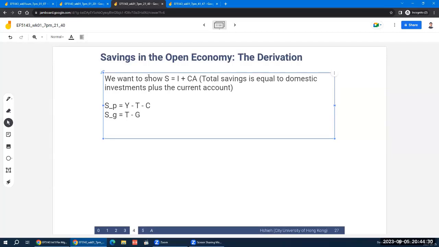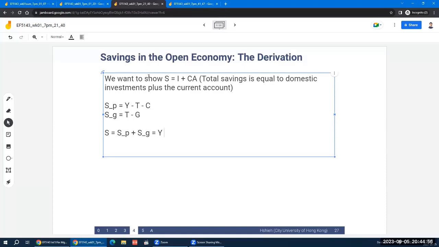From the government perspective, there is tax revenue they collect from their citizens. Anything that they don't spend is held by the government. That's government savings. So based on these two definitions of private and government savings, total savings is therefore SP plus SG. Let's go ahead and substitute those expressions in.